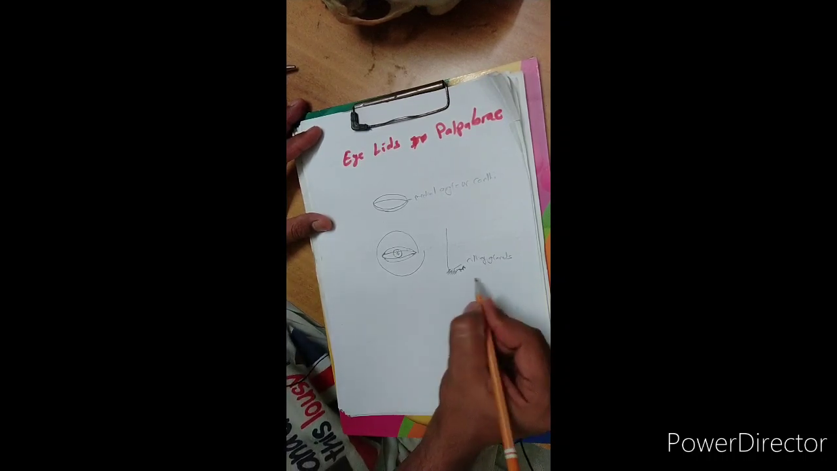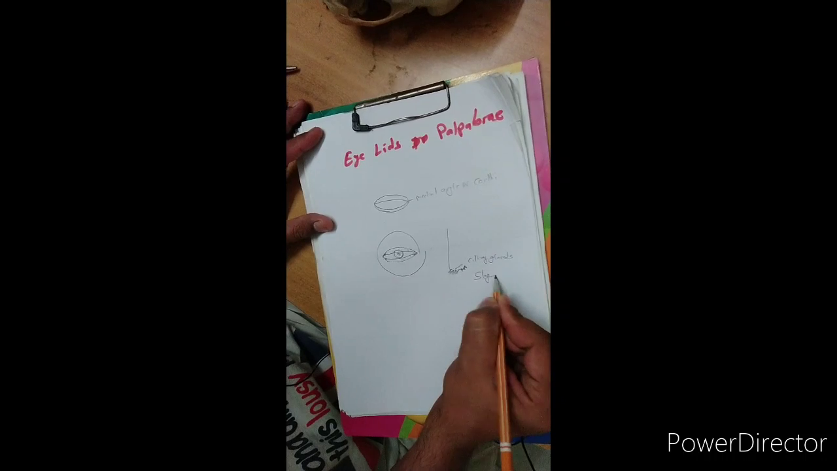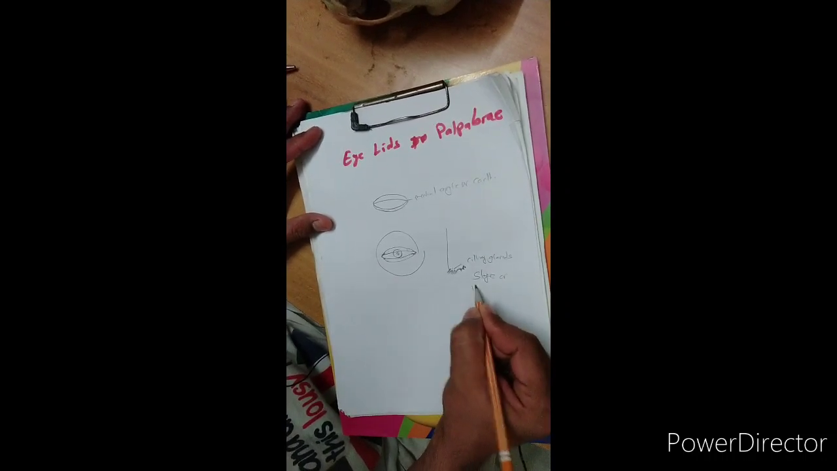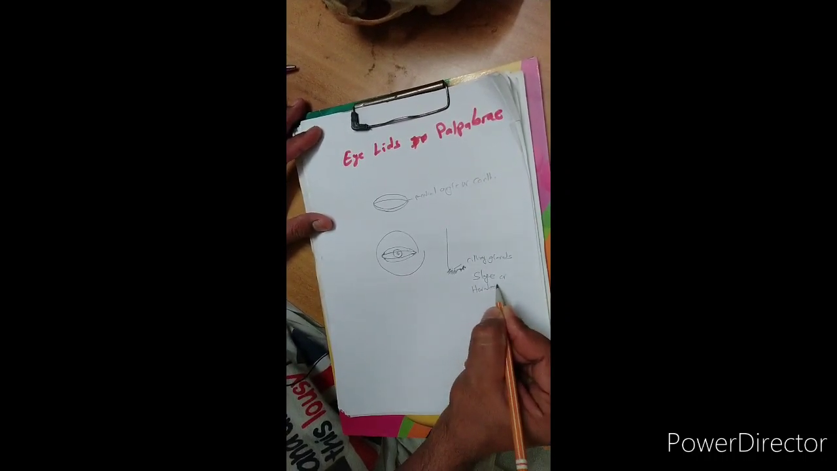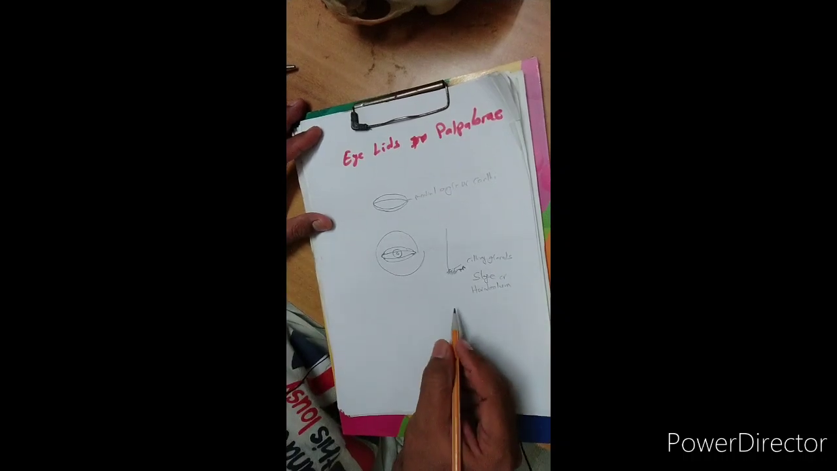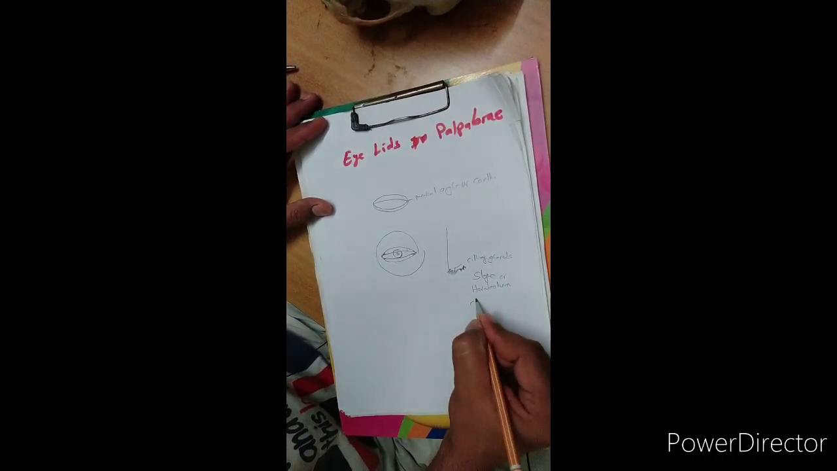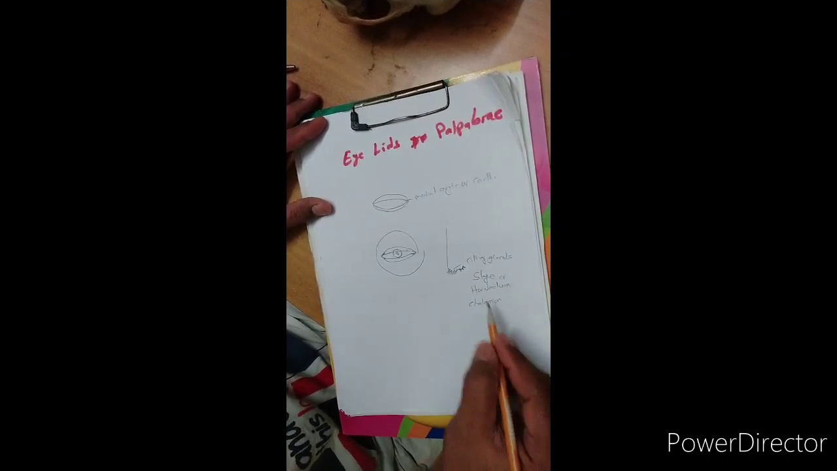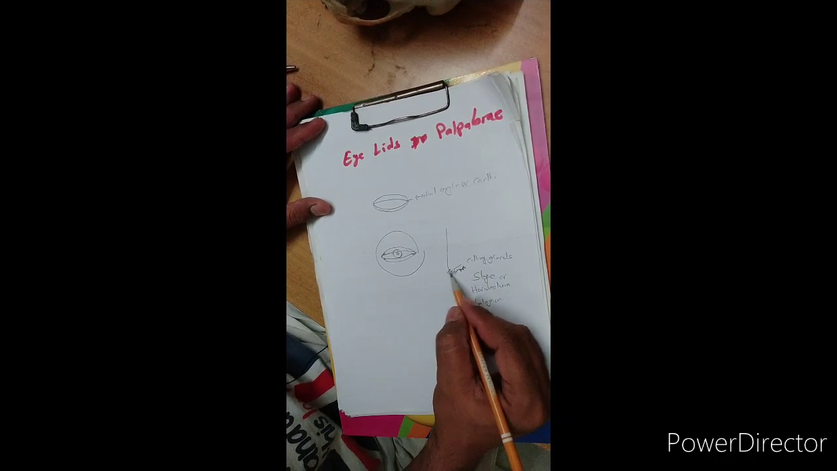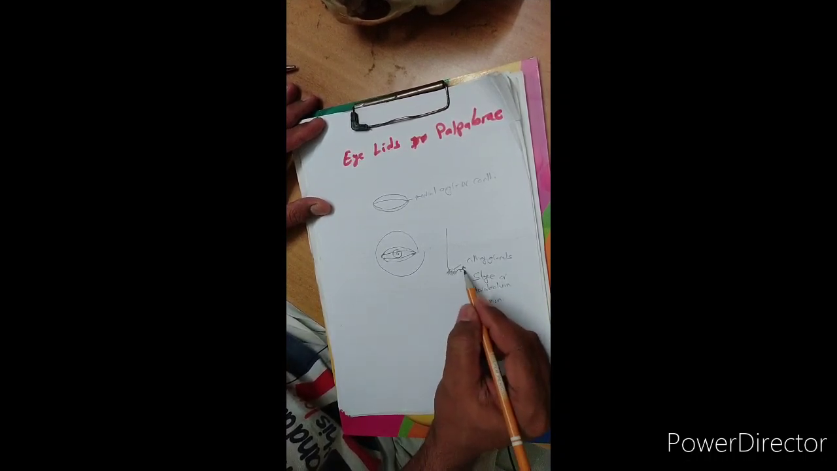Infection of the ciliary gland is known as a stye or hordeolum. Infection of the tarsal glands is known as a chalazion. This is a chronic infection and this is an acute infection. A stye is an acute, painful infection, while a chalazion is a chronic infection.